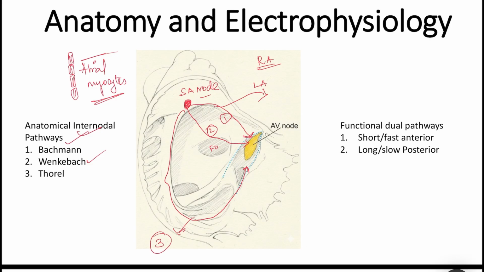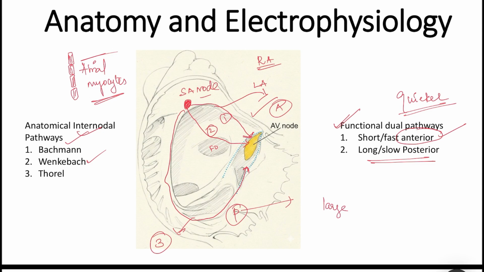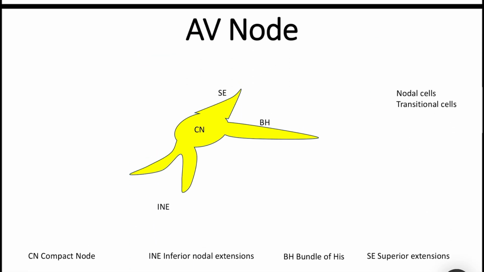Multiple human studies support a short, fast anterior conduction route and a longer and slower posterior route. The anterior pathway tends to reach the AV node earlier, whereas the posterior route conducts more slowly, especially in remodeled or dilated atria. The AV node itself consists of several structural components: the compact node, and the superior and the inferior extension. The inferior extension is again divided into the right inferior extension and the left inferior extension. The central fibrous body provides the insulation.